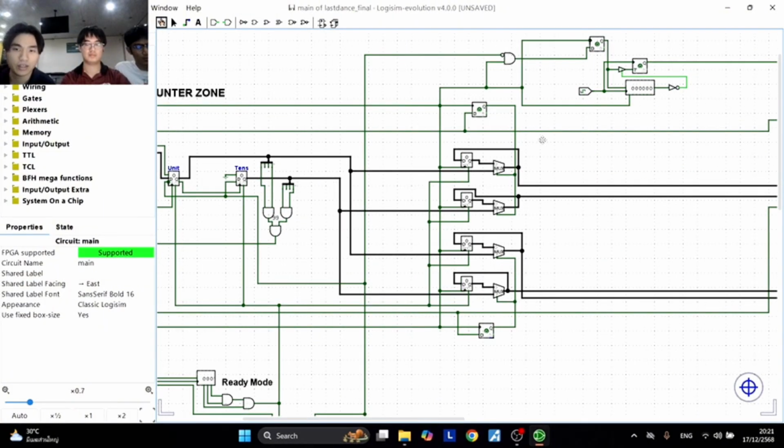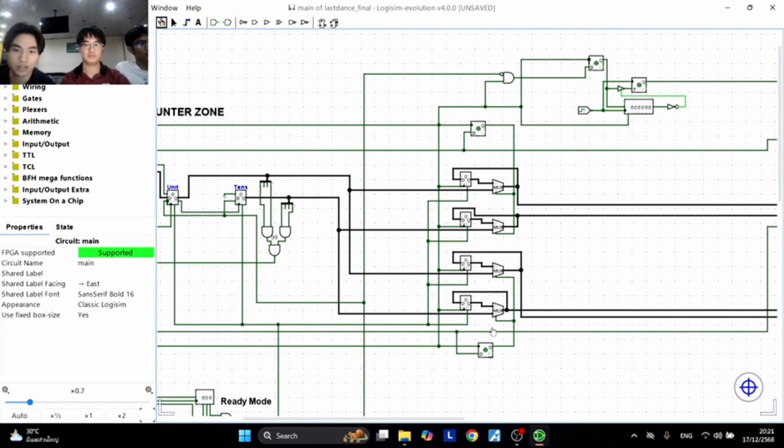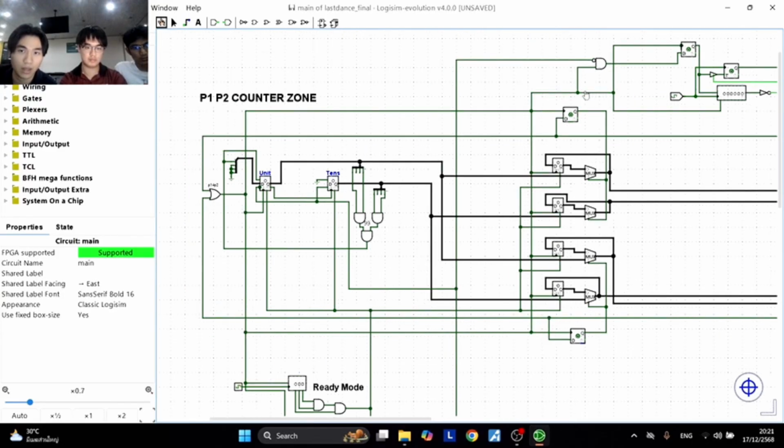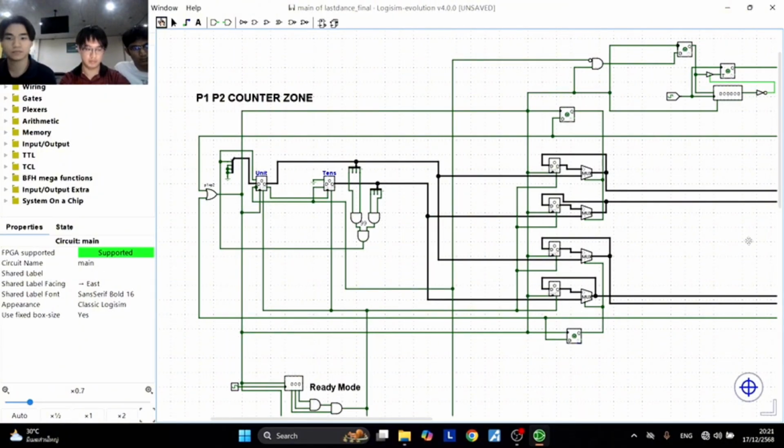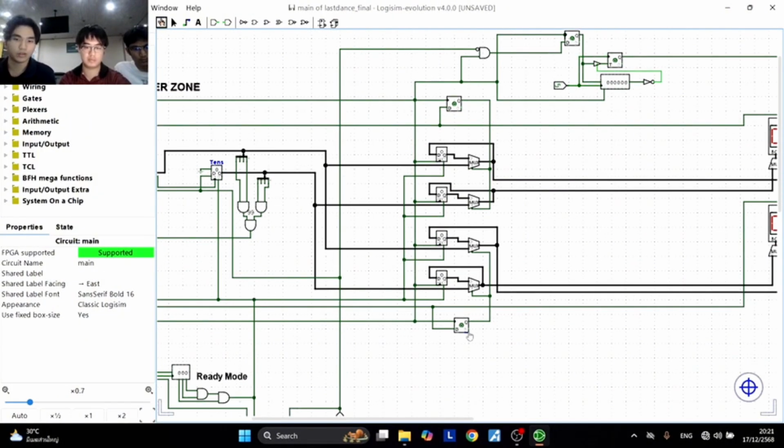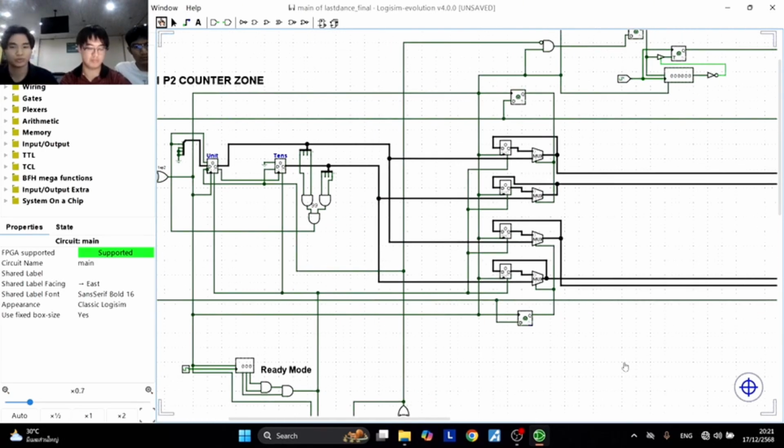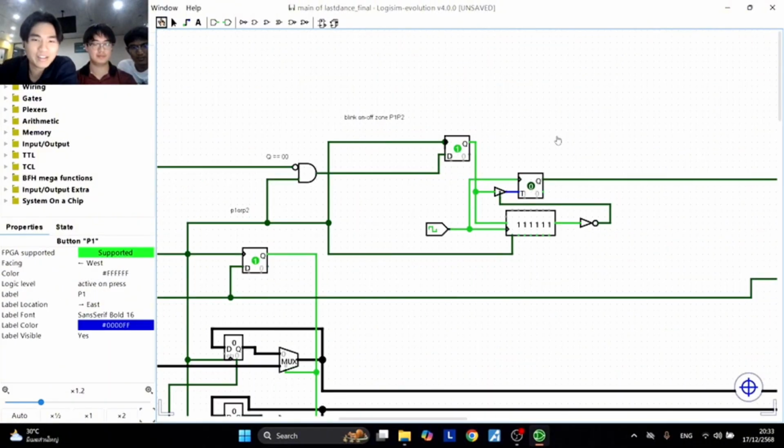Okay, and here is the flip-flop that we use. The upper D flip-flop here has its D input connected with P1, and the bottom data flip-flop is connected with P2. And this is the circuit that makes P1 and P2 ring.